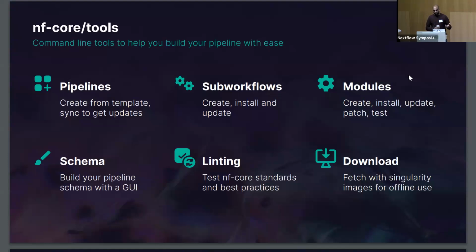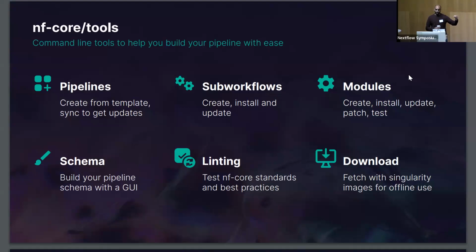And so we've got this nf-core tools Python package, and it allows you to do various things, whether that's creating a pipeline template or creating a sub-workflow template or creating a module template or linting or downloading containers because you want to run in an offline environment. All of this is pushed to this nf-core tools package.